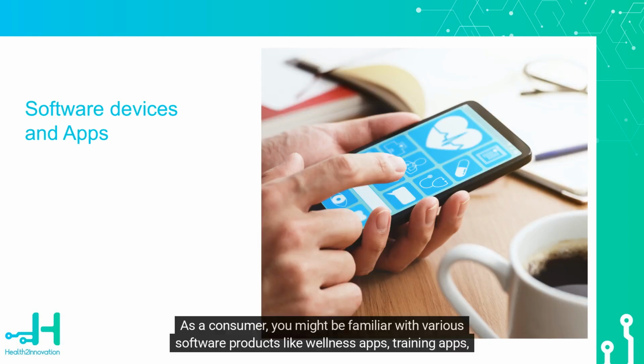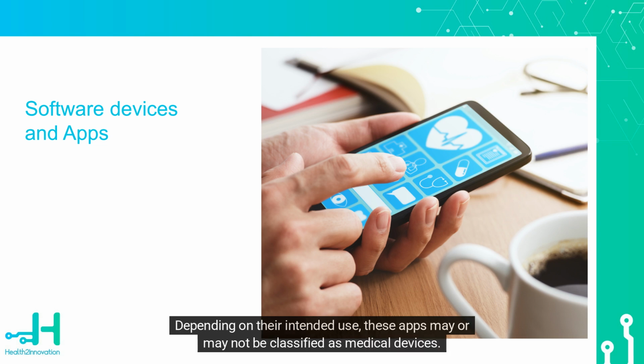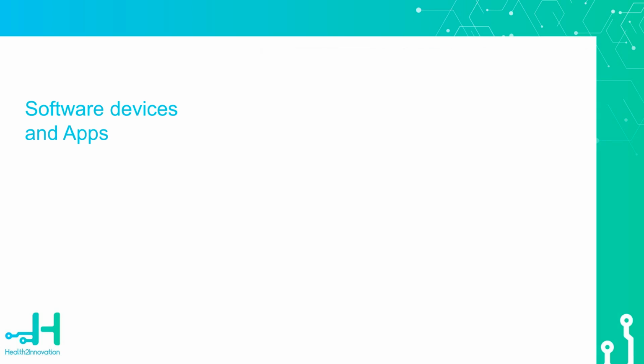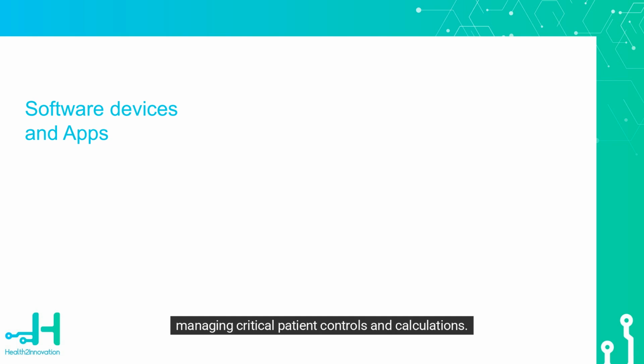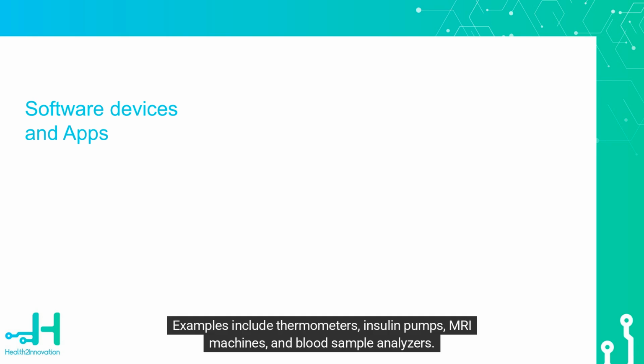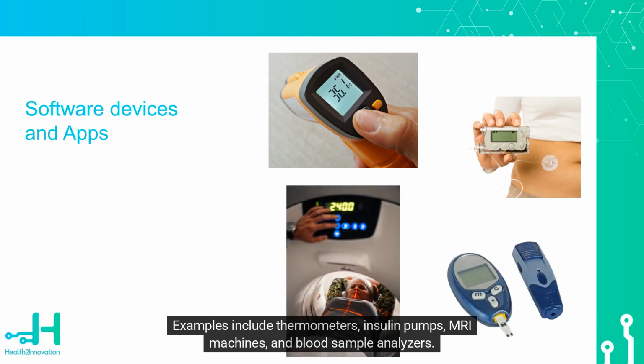As a consumer, you might be familiar with various software products like wellness apps, training apps, and apps designed to help with weight loss, sleep, or anxiety. Depending on their intended use, these apps may or may not be classified as medical devices. Many medical devices also incorporate software, ranging from simple devices to those with complex software managing critical patient controls and calculations. Examples include thermometers, insulin pumps, MRI machines, and blood sample analyzers.